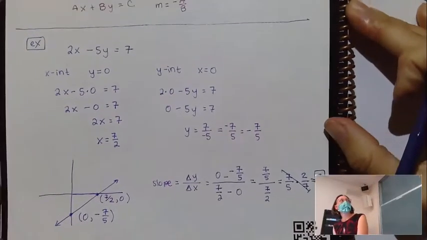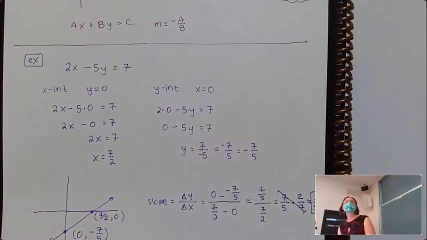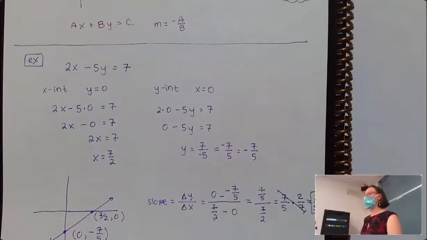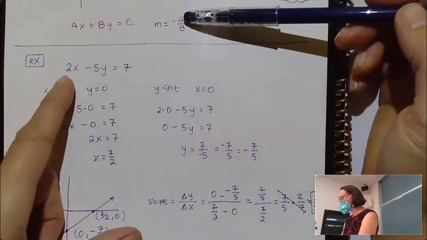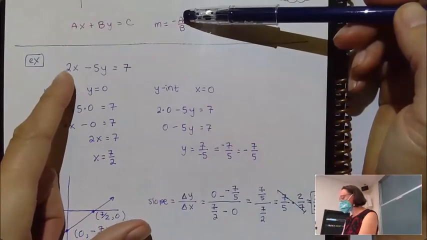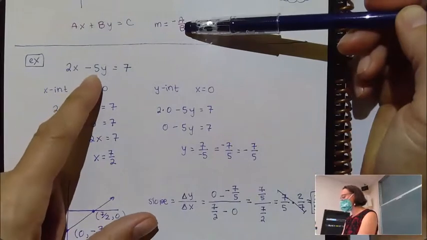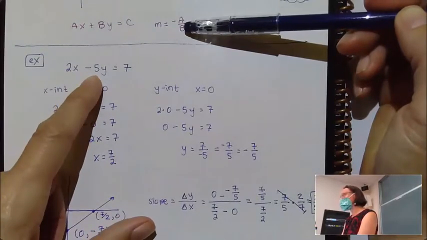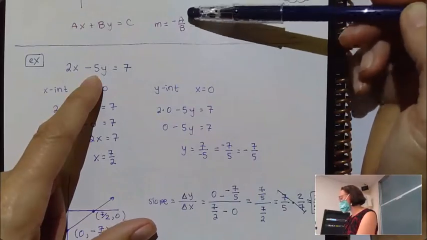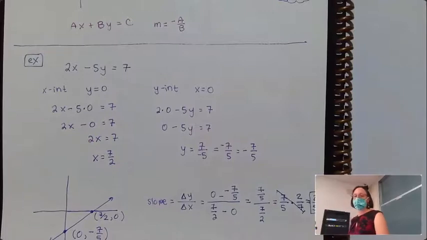Which, if we go back to the formula that I don't like because it's just extra stuff to memorize, that matches up. So if I took the negative of the coefficient in front of X and I divided by the coefficient on Y, we would have -2 over -5, and we'd have +2/5, which is the same thing we got by doing it this way. So either one works.